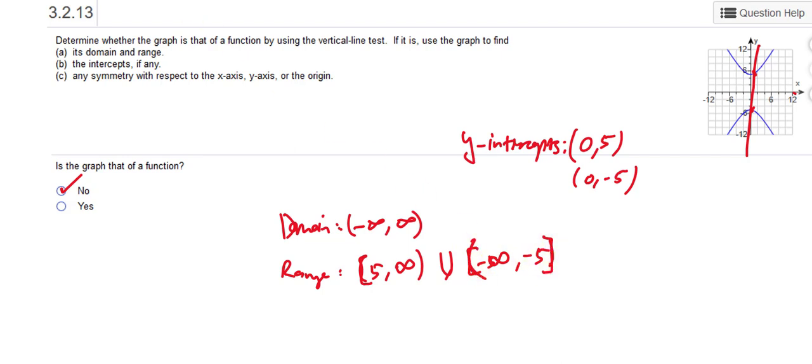Oops. For the infinity, make sure we use the open parenthesis. Okay, so minus infinity up to minus 5 in brackets. And then in this case, we do have the symmetry with respect to the x-axis. Yes, we do have 1 point here, 1 point here. Yes, and also this point and this point for the y-axis as well, and also this point and this point for the origin. So yes.